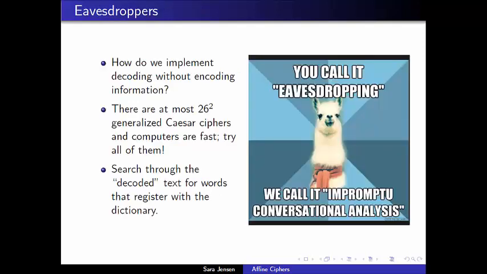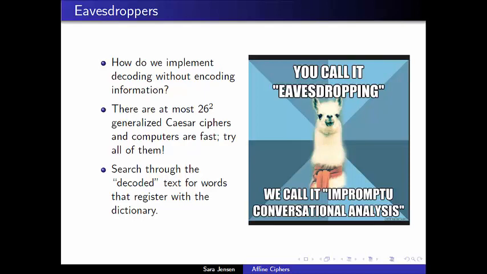Now where things get more interesting is when we start to think about eavesdropping or cracking codes that we weren't meant to see. So that's the focus of where we'll be heading when we talk about cryptography. How do we prevent codes from being eavesdropped upon? Let's imagine we are the eavesdroppers with this affine cipher. It's really not that hard with a computer to crack an affine cipher. And what are we going to do?